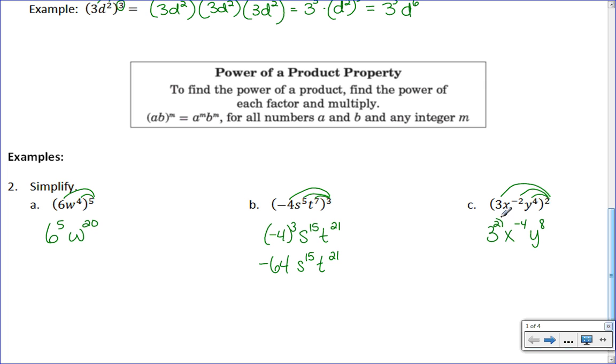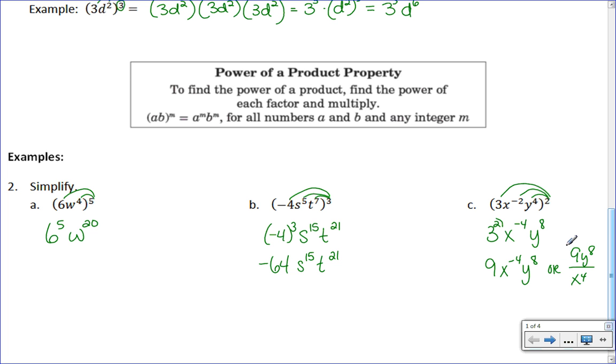Alright, so let's go ahead and take care of this right here. 3 squared we know is 9. And again, you could leave this with the negative exponent, or you could write this one as a fraction. So we'd have 9 y to the 8th over x to the 4th. Either of these are perfectly okay.